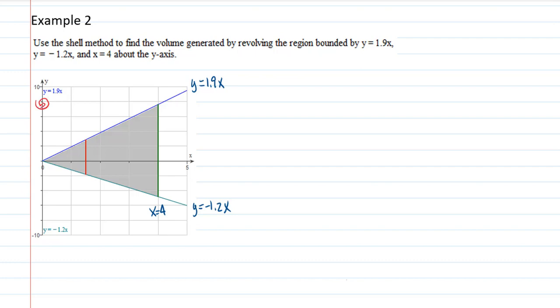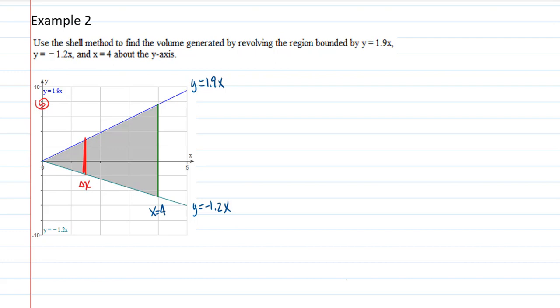And that means that my representative rectangle then is going to be parallel to the axis of revolution, and my thickness of that rectangle is a delta x. So what will be my variable of integration? X will be my variable of integration. I'll use a dx on my integral.